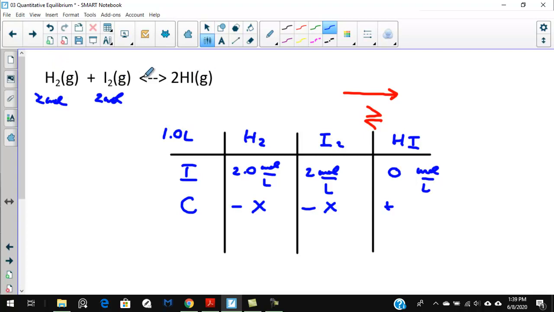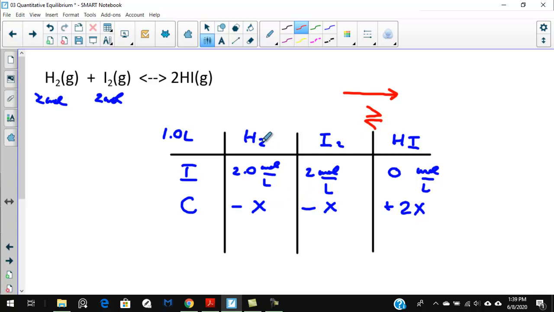Now on the other side, we see that we've got a 1-to-2 relationship. So since I made negative X for the H2, I'm going to make it a positive change on the product side. And because it's 2 HIs, its coefficient, I'm going to make this 2X. And so that's how we can establish what the change in concentrations would be without actually knowing how big the change is or what the equilibrium concentrations are. We simply assign one of the changes the variable X, and then use stoichiometry to figure out all of the other changes, because this thing has to react according to the balanced chemical equation.